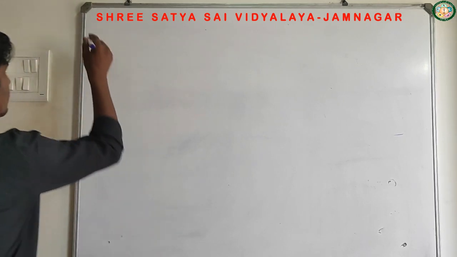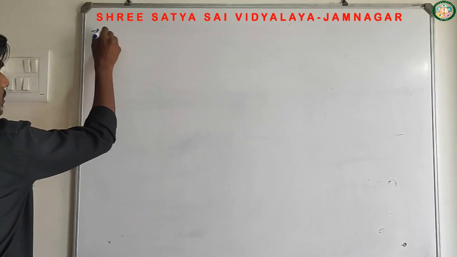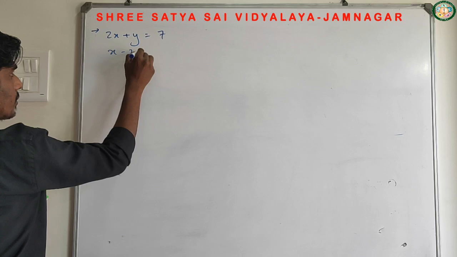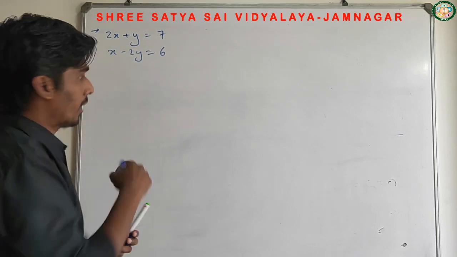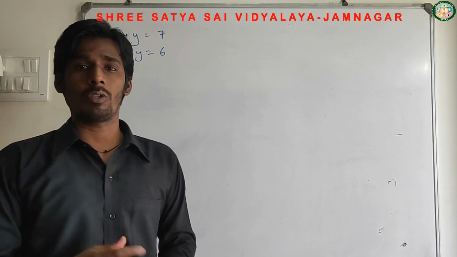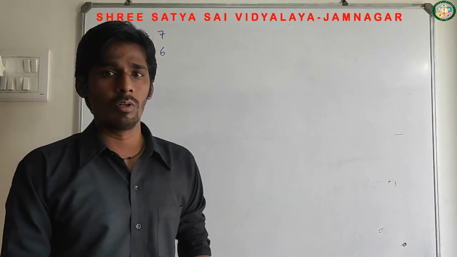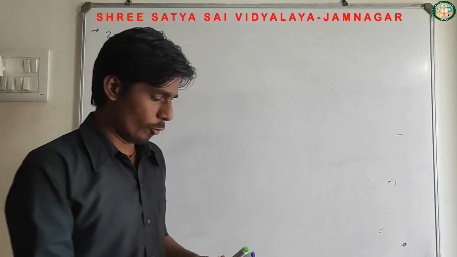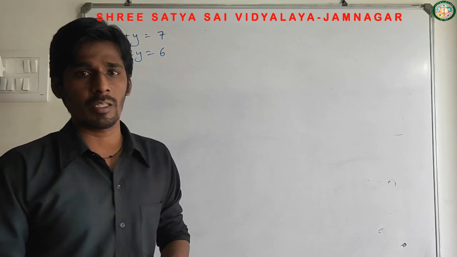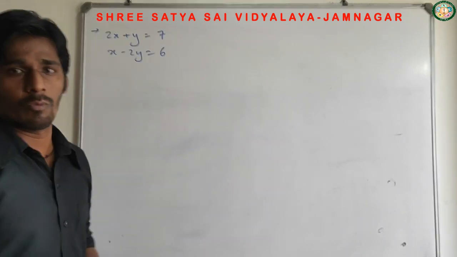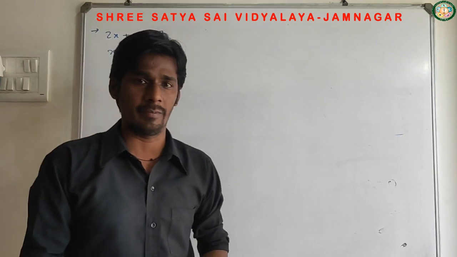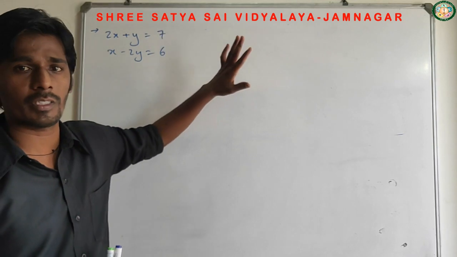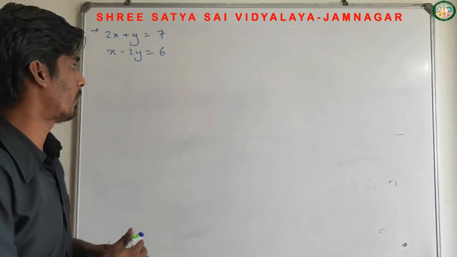Now let's take the same example. That is 2x plus y equals 7, x minus 2y equals 6. Now this is a pair of linear equations. To solve this, we are going to understand this whole chapter. I think there are 6 exercises and 4 different methods. To solve this equation means to find the value of x and y, and for that there will always be two equations. So this is a pair of linear equations.